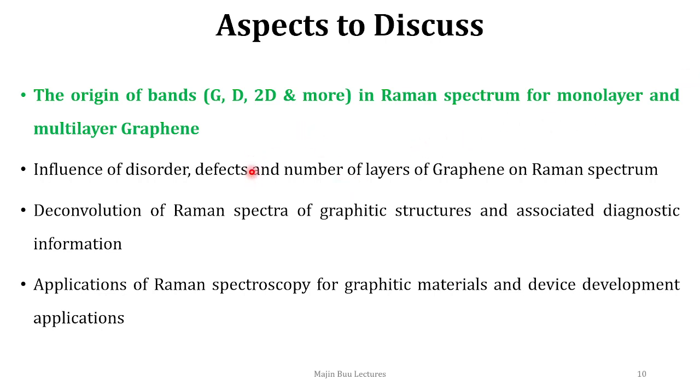While this is what we'll be dealing with in the first lecture, following this, we'll be discussing the influence of disorder, defects, and number of layers of graphene on the Raman spectrum, and how we can comment on this. Next is how we can deconvolute the Raman spectrum to obtain the associated diagnostic information. And lastly, the application of Raman spectroscopy for graphitic materials and its device development applications.